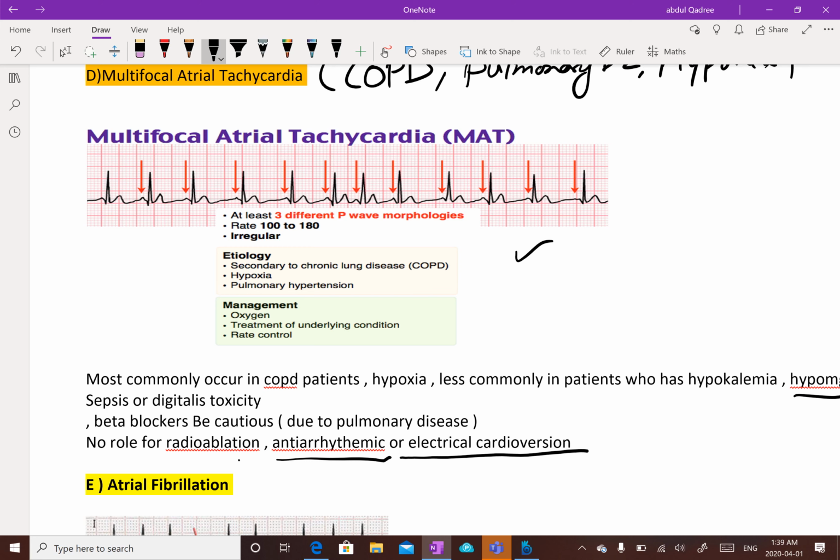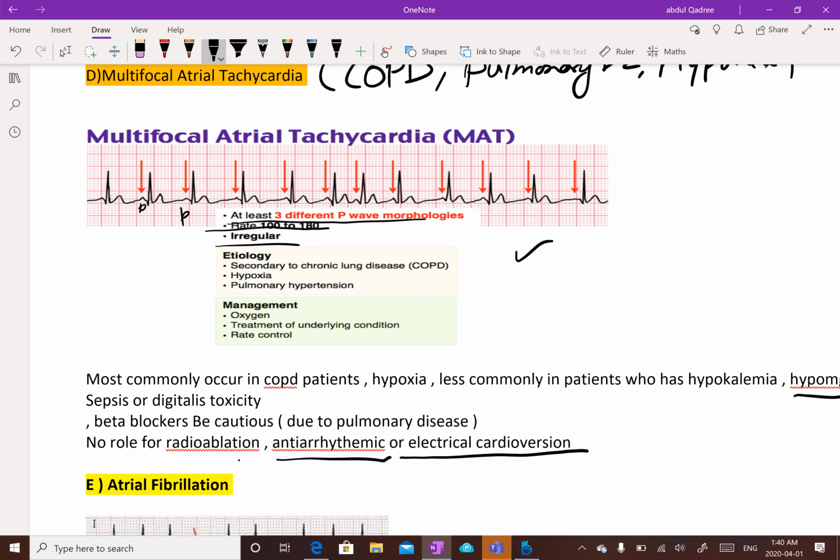Now, when it comes to the ECG, look at the ECG. The only thing that you will notice different is the P wave. Look at this P wave right here. Look at this P wave right here. So much different. One is smaller, and this one is even smaller. The peaks are very, very small, right? So it tells you at least three different P wave morphologies. Rate is around 100 to 180. Irregular rhythm, of course. What do you think about the QRS complex right now? It seems that the QRS is narrow, isn't it? It's less than 120 milliseconds.